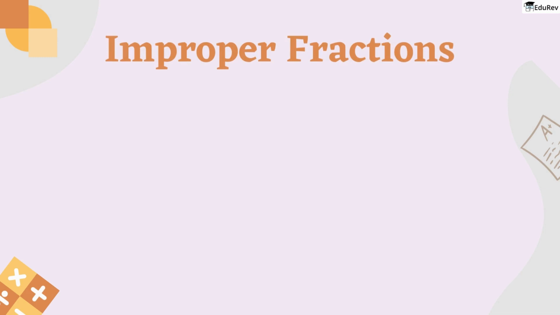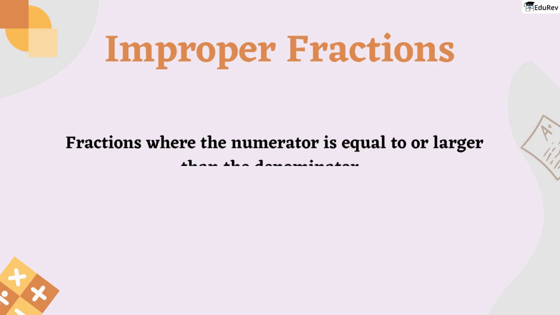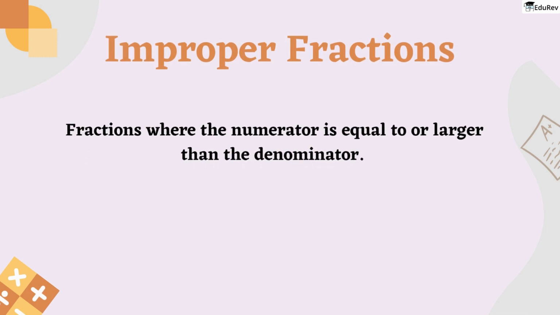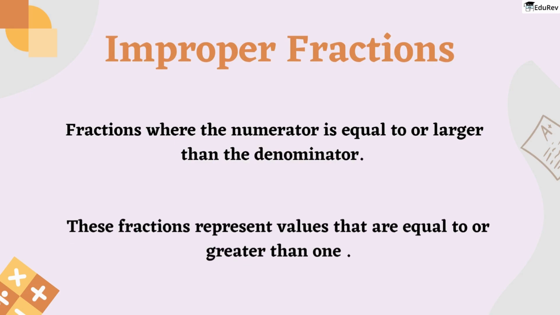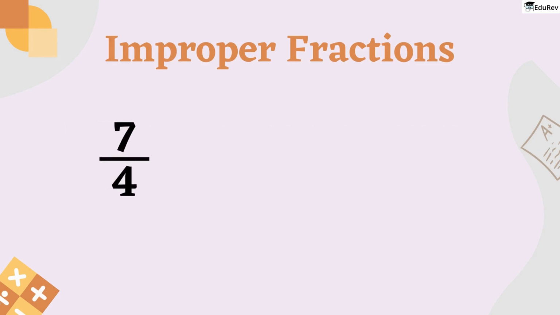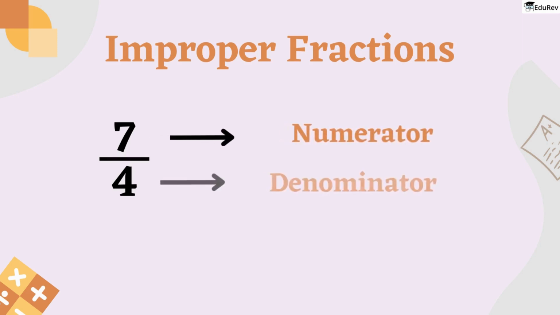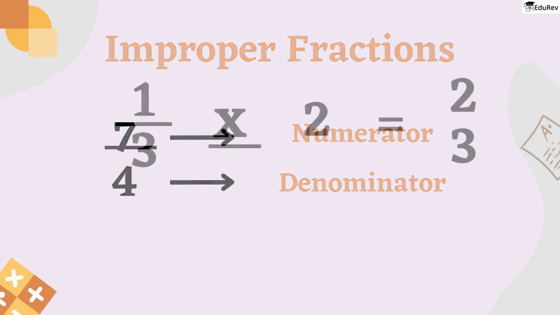On the other hand, improper fractions are fractions where the numerator is equal to or larger than the denominator. These fractions represent values that are equal to or greater than 1. For example, let's consider the fraction 7 by 4. Here, the numerator 7 is greater than the denominator 4, making it an improper fraction.